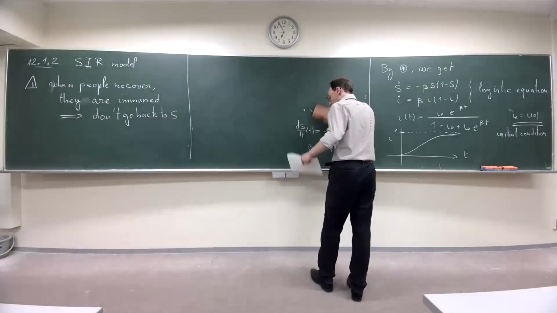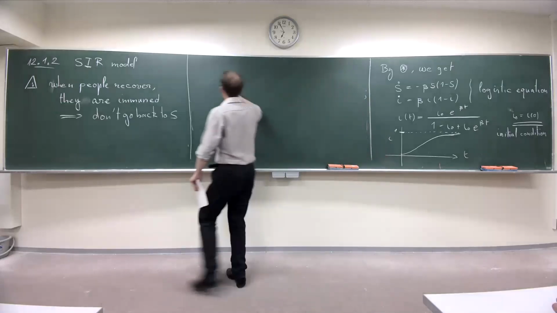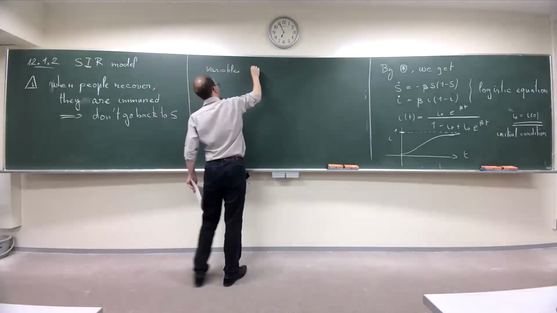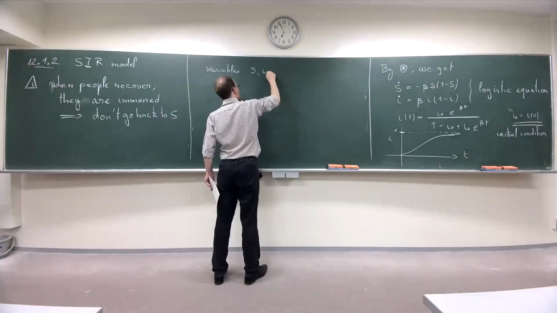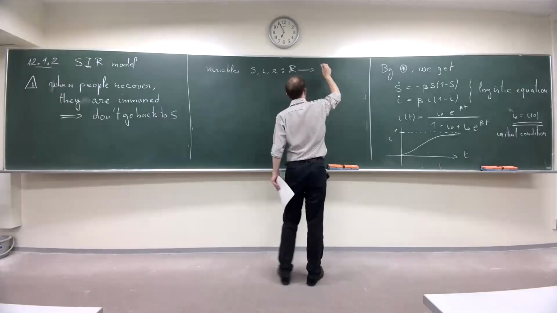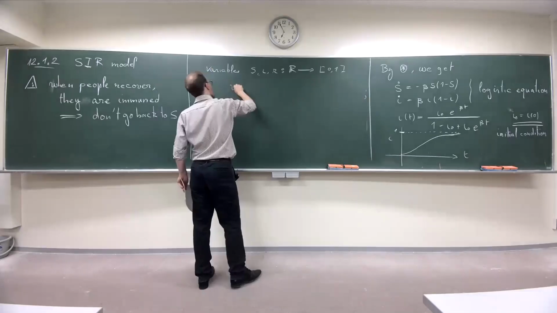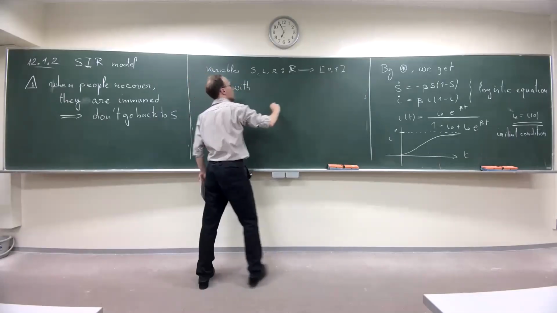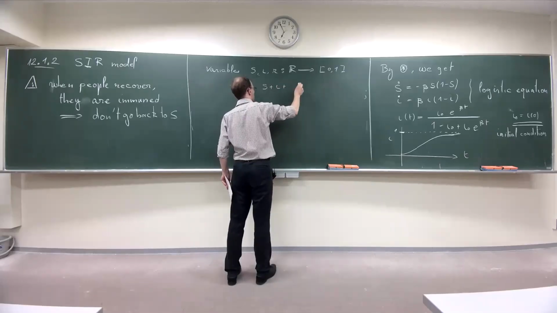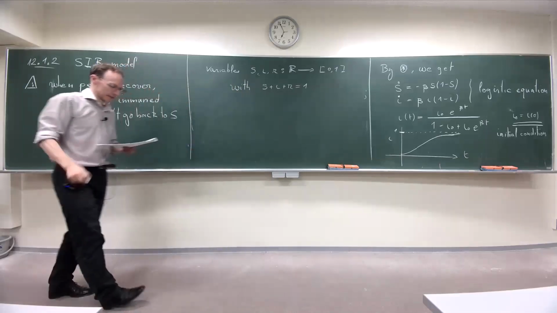So we have 3 variables, of course. The variables this time are going to be S, I, and R. They are all functions of time into [0, 1], and the sum S plus I plus R is equal to 1 for any time.